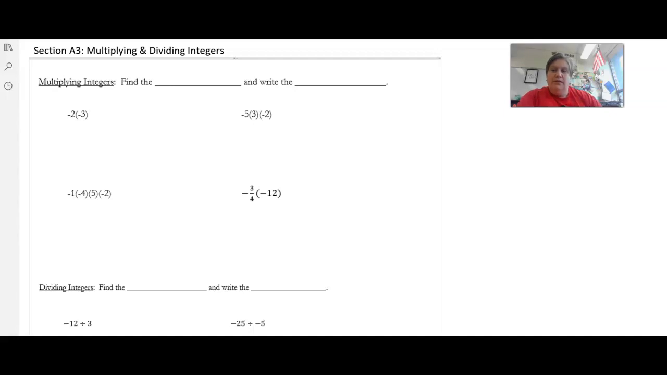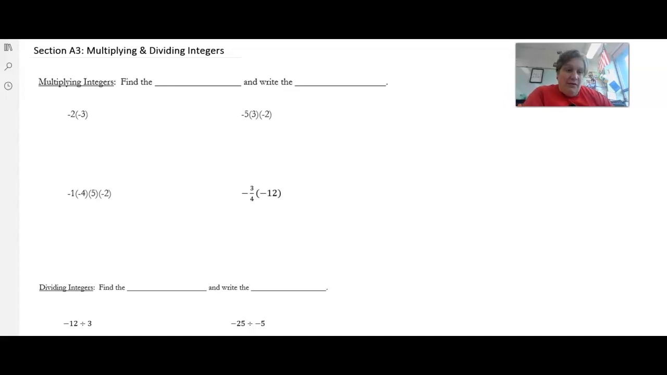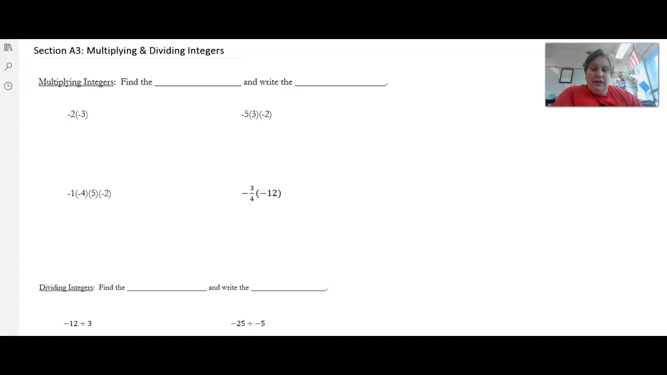Okay, so what we're doing today is we're just going to be multiplying and dividing integers. What's nice is there's only one rule you have to remember. And that rule is, remember rule number 3 that we had when two negatives were touching? That's the same rule. When two negatives touch, you circle them and you make them a plus sign. That's it. Then you just do regular multiplication and division.